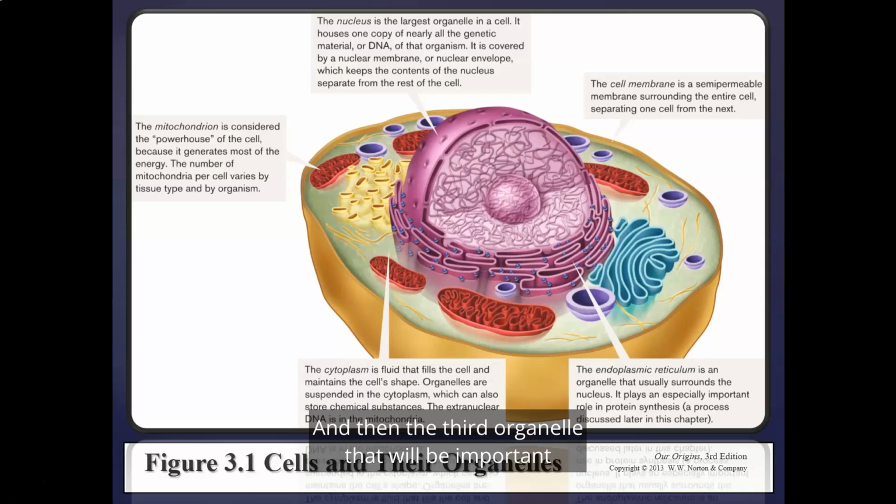And then the third organelle that will be important for this course are the ribosomes. So those are the little blue dots that you see on the endoplasmic reticulum. The ribosomes will be necessary during protein synthesis to read the messenger RNA strand. We'll talk more about protein synthesis later on in this PowerPoint.